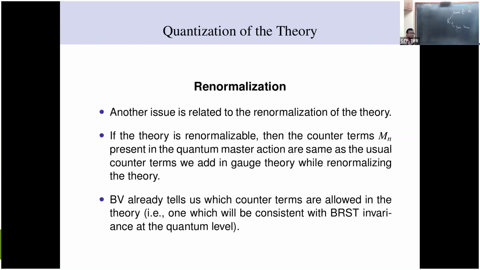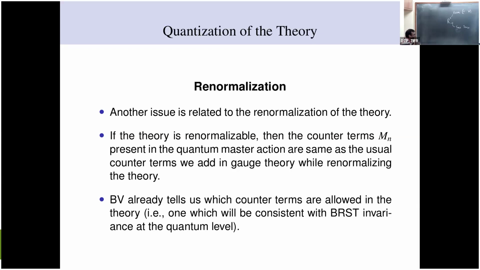If I take a parallel gauge theory, the gauge anomaly will come out of this. So in fact, no. So okay, what happens is, this is related to the point I'm making on this slide. This issue is related to the renormalization of the theory. If the theory is renormalizable, then the counterterms Mn, which are present in this quantum master action, can be chosen to be the same as the usual counterterms we had in the gauge theory.